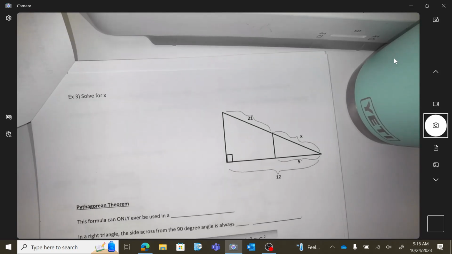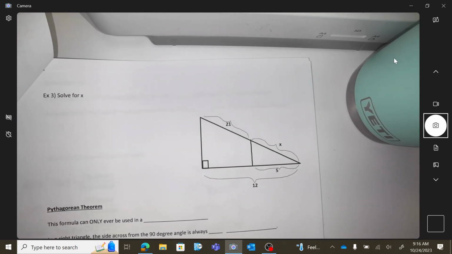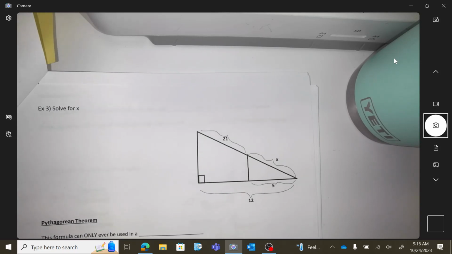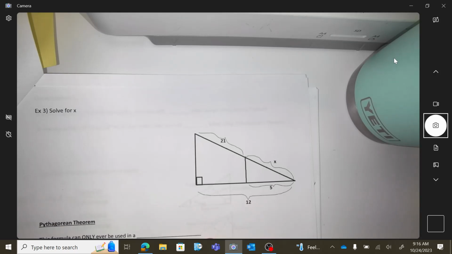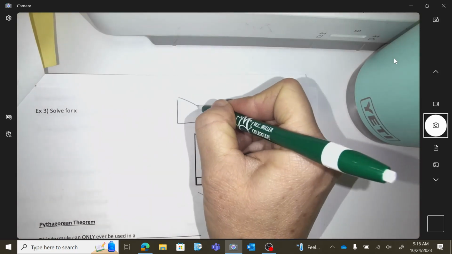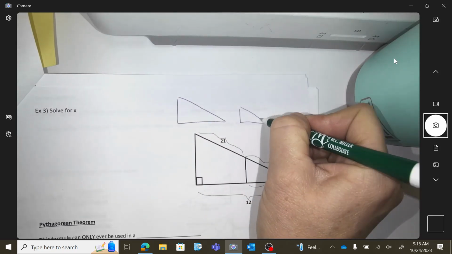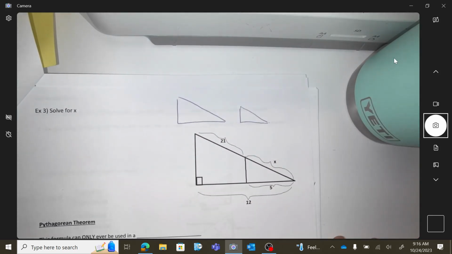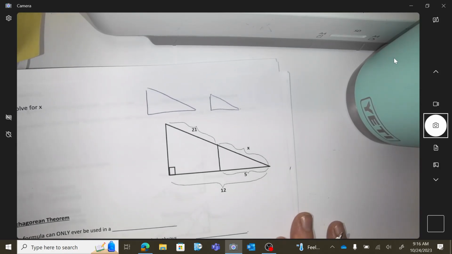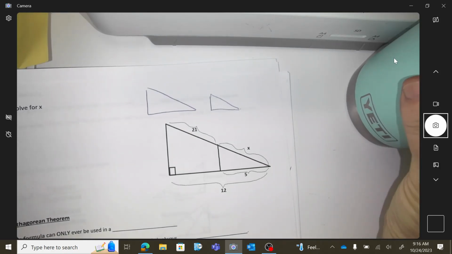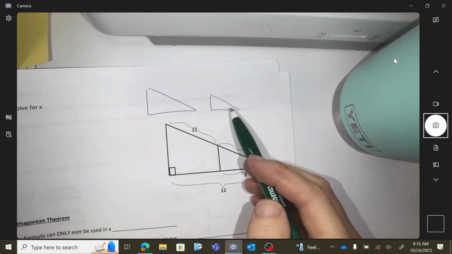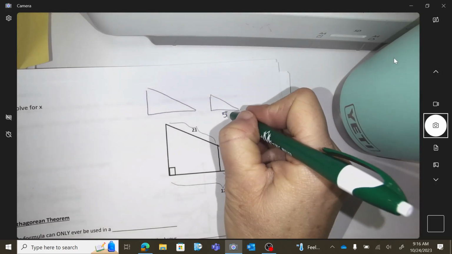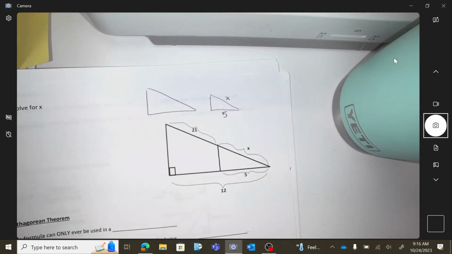Okay, and the last one of these. Sometimes people look at this and it's hard to visualize because there's a triangle inside a triangle. So really, you can think of them separately. Okay, so what do I know about the small triangle? I know that's a 5 and that's an x.